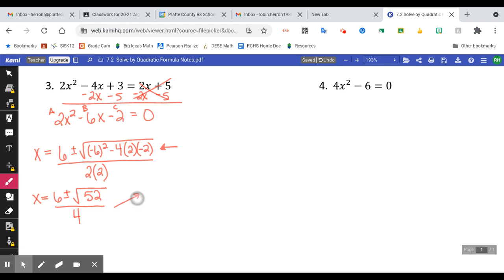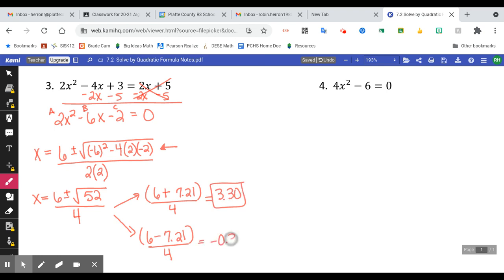So positive and negative problem. I have 6 plus the square root of 52, which is 7.21, divided by 4, or 6 minus 7.21 divided by 4. If you type this in with your parentheses, you get 3.3. And this one, you get negative 0.3. And there's your two answers.